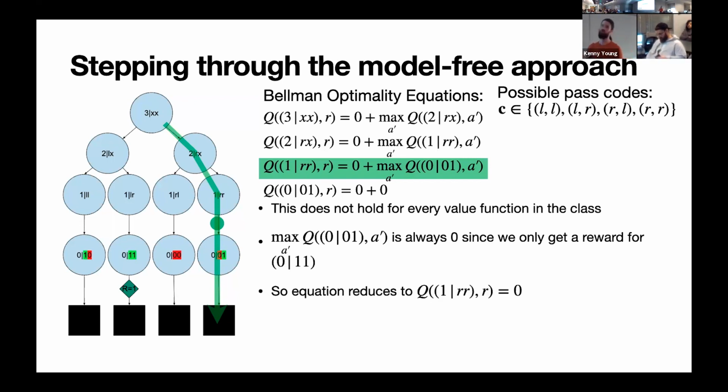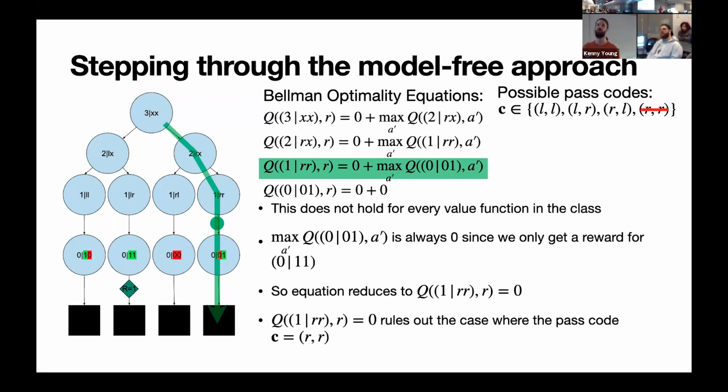So we can reduce this equation overall for every model in the class to Q1 of RR comma R equals 0. And that does tell us something. That basically rules out the case where the passcode actually was RR, because if the passcode was actually RR, then the action value of this particular state action pair would have been 1. So we've now ruled out something.